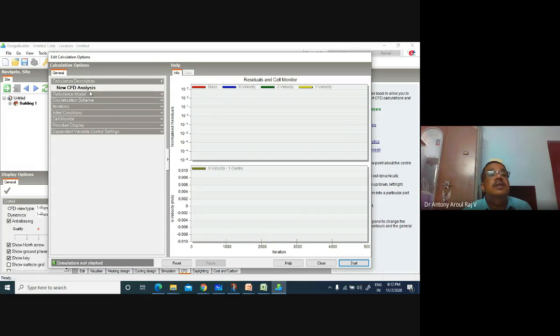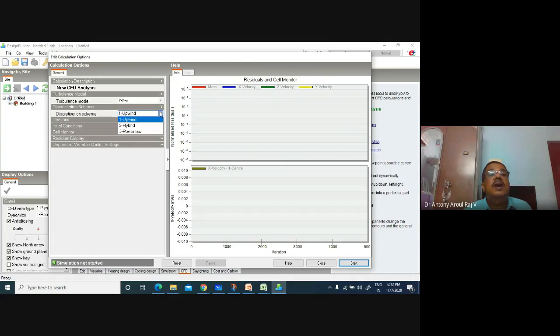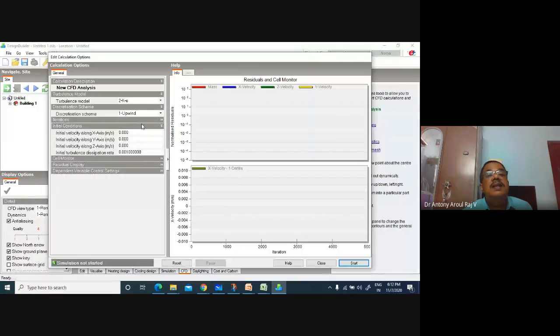First, it is a new CFD analysis. What type of turbulence modeling we are using, we have to decide. We will discuss all these things. And what discretization scheme you are using for convection. Note the point, I'm telling some word called convection, so that also we will be studying today. What is the maximum number of iterations, that also we will be discussing. What are all the initial conditions?